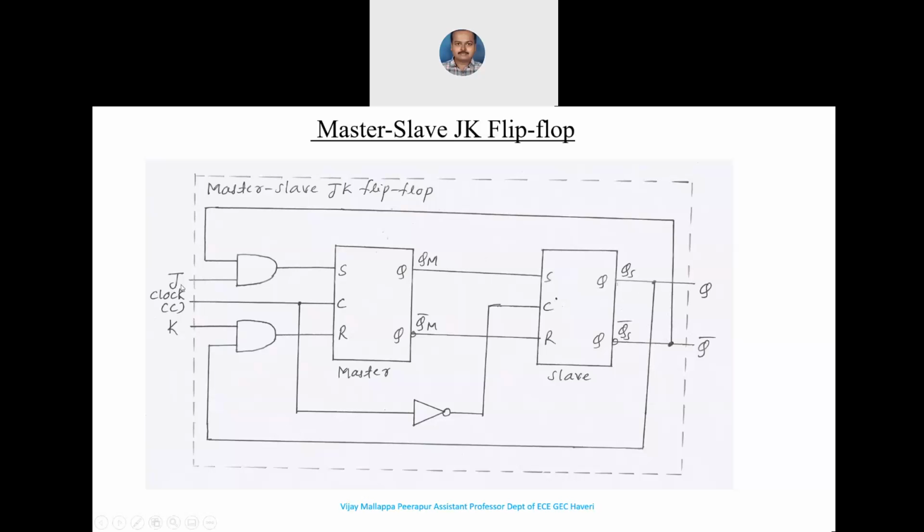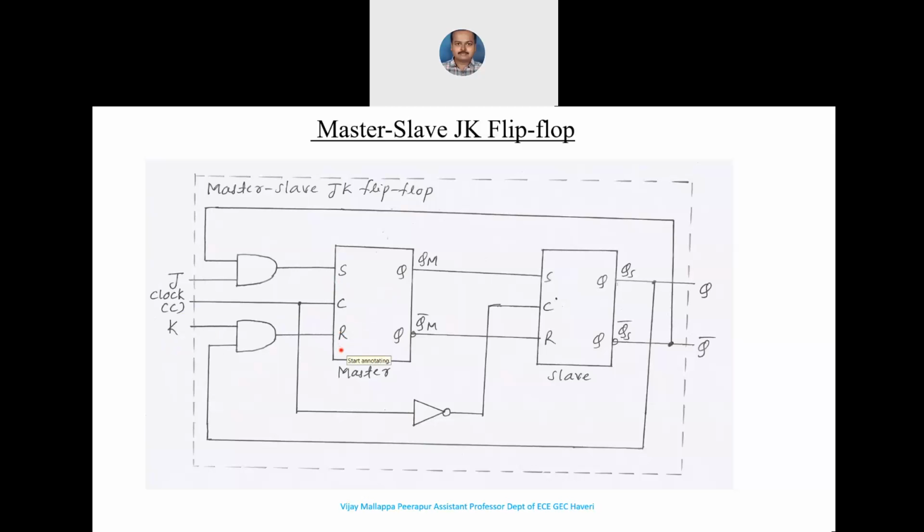What we have is a J input. Just a minute, I'm trying to open the annotation. This is J input, K input, and the clock pulse what we have here. And J is nothing but S, and K is nothing but R. S is a set state and R is the reset state or the clear state.